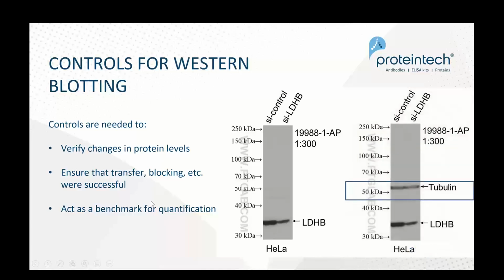That's why you need something like tubulin in this case. As you can see here, the tubulin is the same between both lanes. That means the same protein was loaded, the transfer was right, the blocking, everything worked out just as you expected. Therefore, if you compare the signal to tubulin here and to tubulin here, you can see there was a significant drop off here. So you can say that the siRNA had an effect on this target.